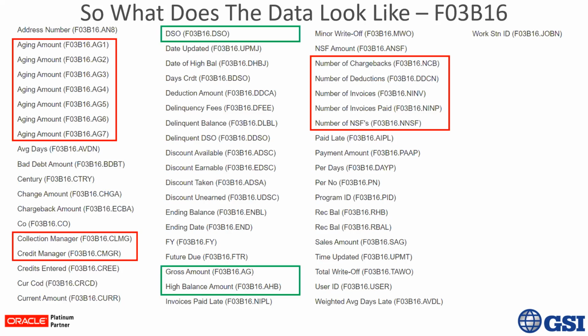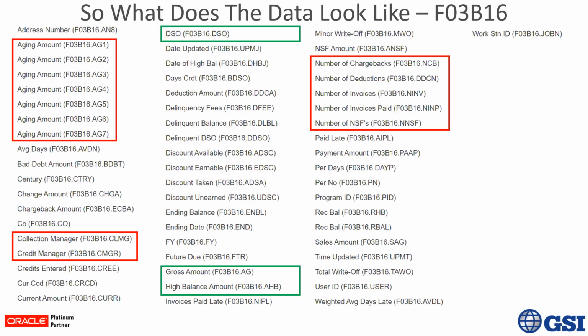When you look at statistics, naturally statistics are things like days sales outstanding, DSO, or what's the highest balance you've ever had on your account. Again, summary level information, points in time, that's it.